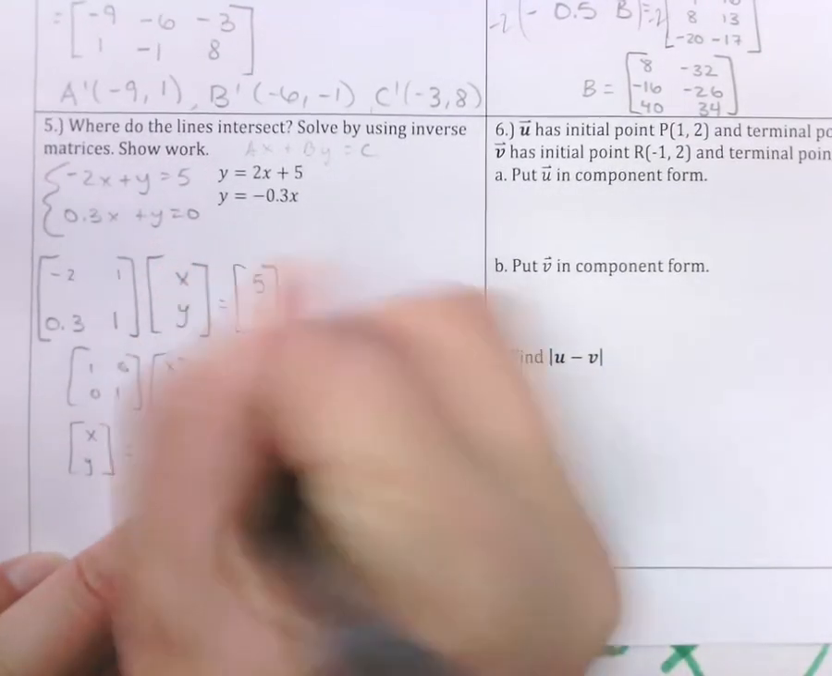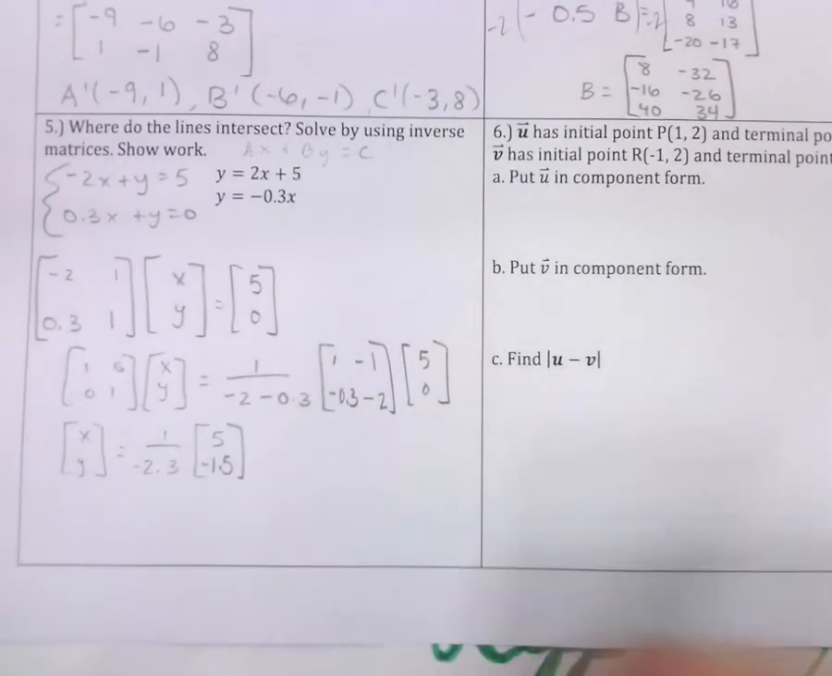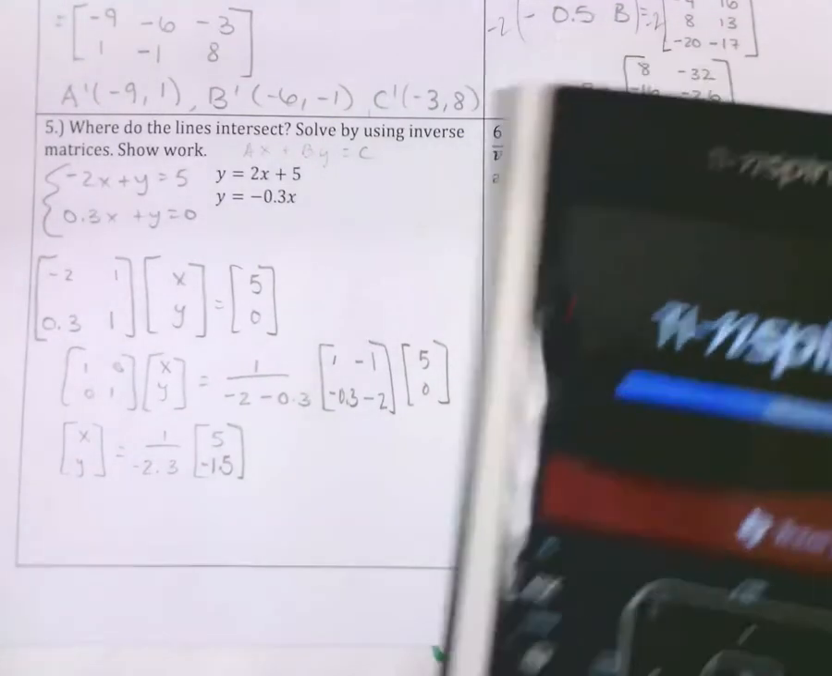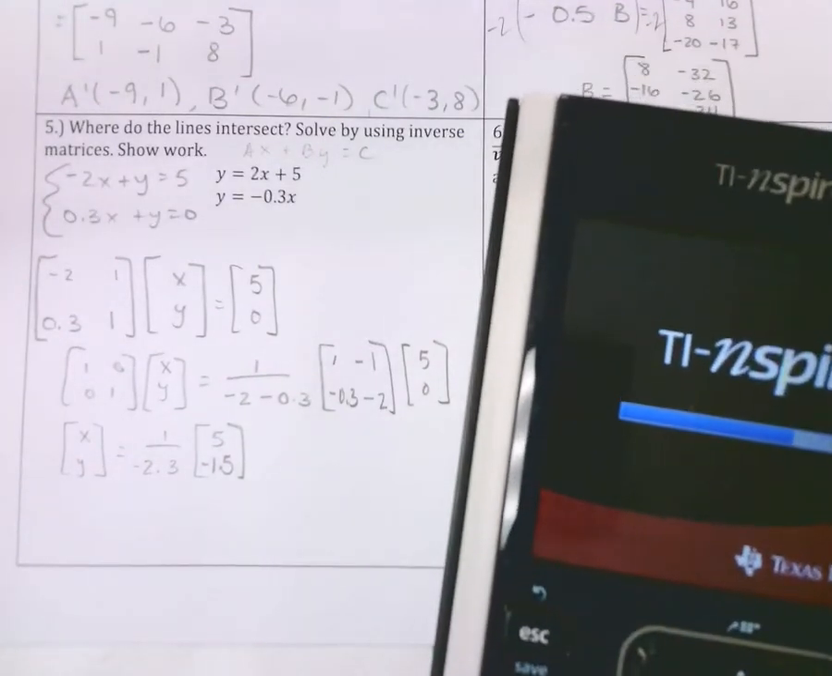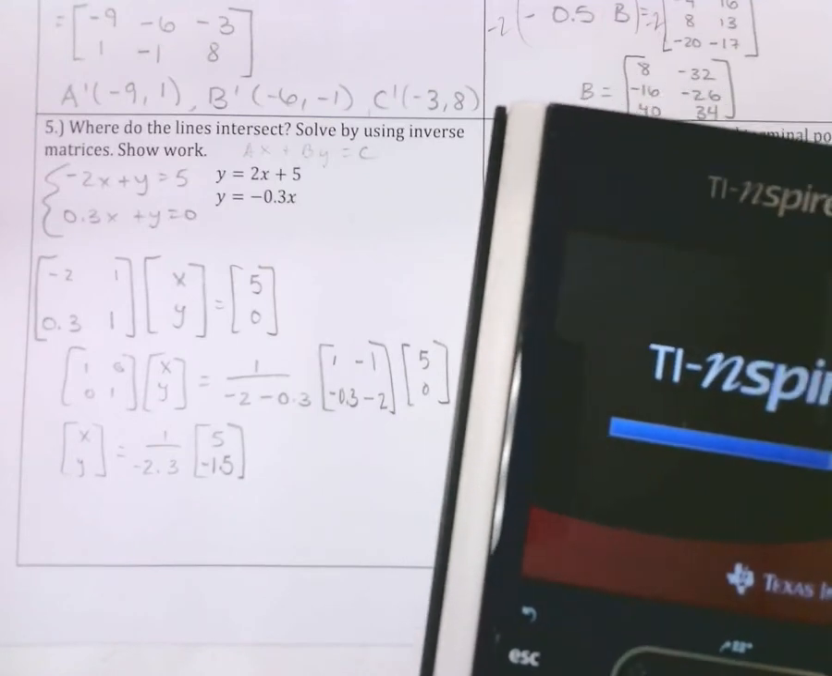Oh, that's what I did wrong. I got the 1 over -2.3, and then I multiplied that by all of the 1 -1. Oh, that was your problem. I did that too.